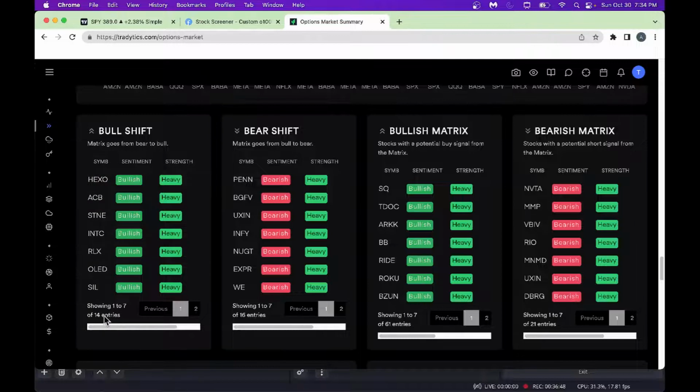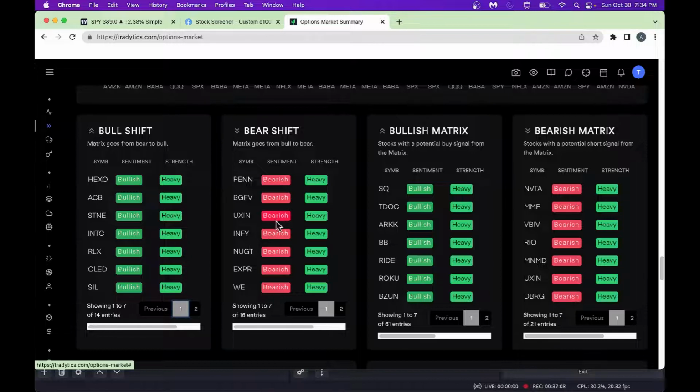And there are about 14 entries here. You could click on number 2 here. You could see some more here. Looks like now we are getting into normal and weak. So I would say, look at this strong, heavy shift here, heavy strength, bull shift. You could play along, be quick, look at the chart and go from there.